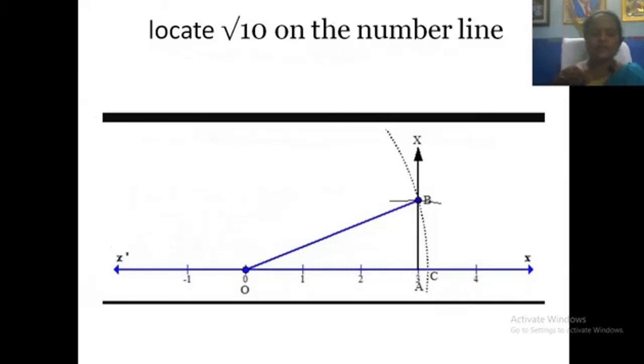Next question, locate root 10 on the number line. So here root 10 lies between 3 and 4. 3 is our base. By taking 3 as the base and 1 unit as the height, we have to construct a right angle triangle with base 3 and height 1. You are going to get the hypotenuse root 10, and with root 10 you have to draw an arc from there. That cuts the number line to indicate root 10.